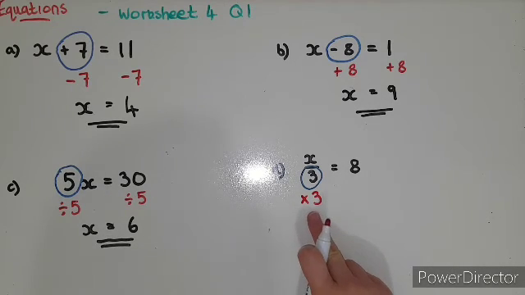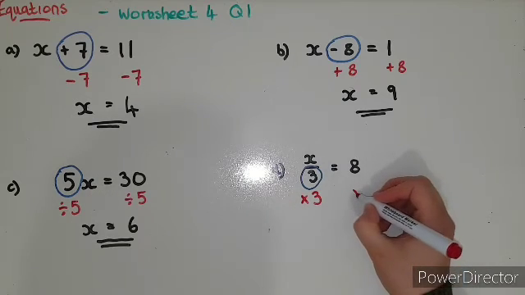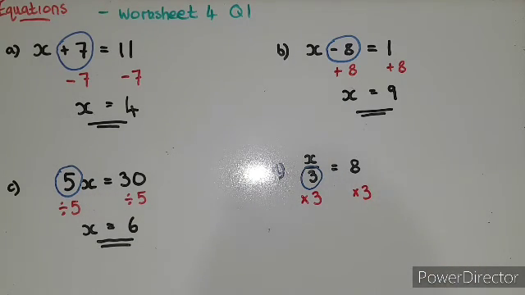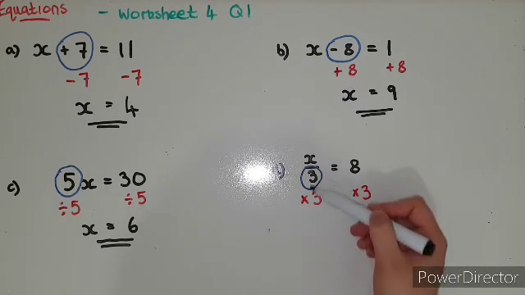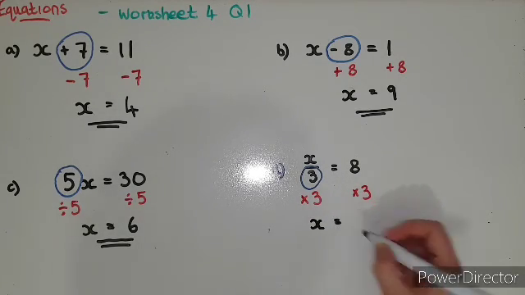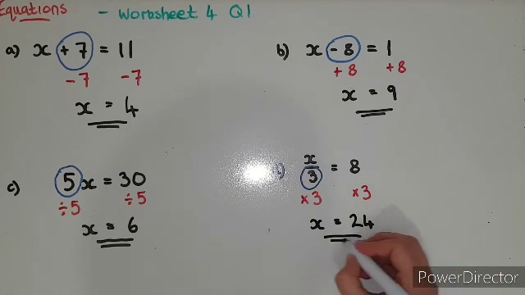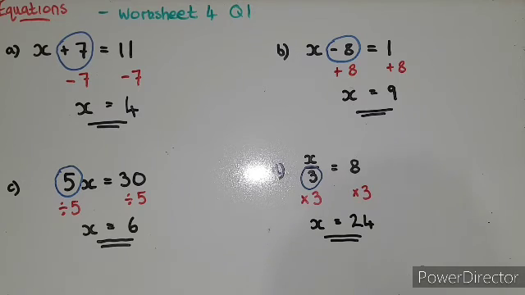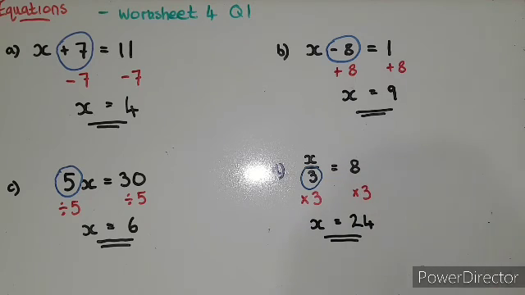And on the right, because I've done that to the left hand side of the equation and they're equal to each other, I must do the same to the right hand side, so I'm going to multiply that by 3 as well. And when I do that, times by 3 and divide by 3 are opposite, so they cancel each other out. So I've got x by itself is equal to 8 times 3, which is 24. So x must be 24. And again, I can double check that: if x was 24, 24 divided by 3 is in fact 8. So that's correct.